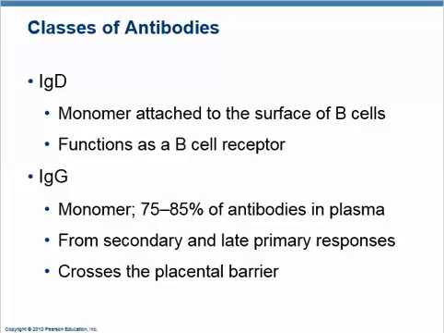IgD is a monomer, so there's only one Y-shaped thing, and it is the B cell receptor. It functions as the receptor to the antigen on the surface of the B cell. IgGs are the ones that are the most common. There's 85% of the antibodies in your plasma are these. These are the ones that can cross the placental barrier. These are the ones that we use to give passive immunity. These are the most potent ones.